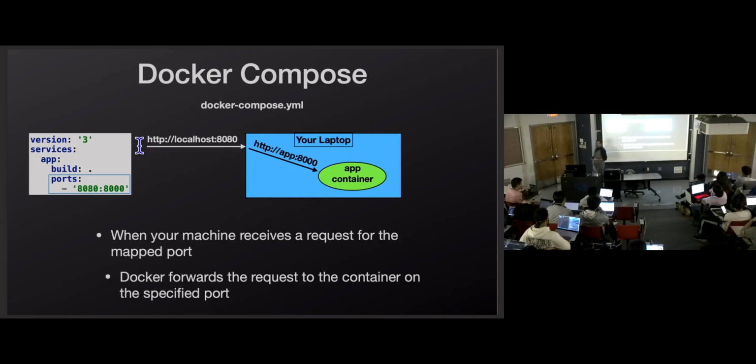So if you're listening on 8000 inside the container and you're mapping 8080 to 8000 in Docker Compose, you get a request for 8080 on localhost on your laptop. It's going to be forwarded to 8000 inside your container.